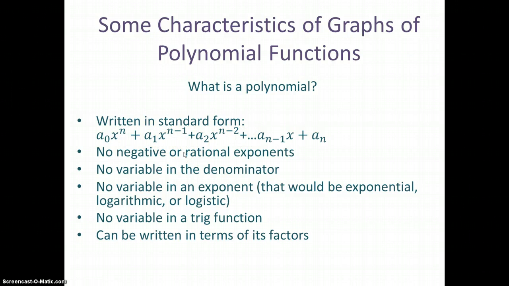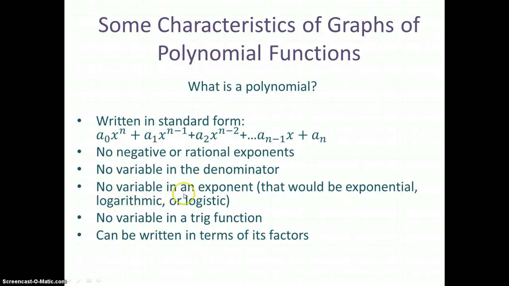Sometimes it's important to know what makes something a polynomial and what makes something not a polynomial. You can identify a polynomial by making sure that it has no negative or rational exponents for your variable. If you have x to the negative 5, that is not a polynomial. If you have x to the 1/4, x to the 2/3, or a root like the square root of x, that's not going to be a polynomial. You also want to make sure there's no variable in the denominator, like 1 over x minus 1. That's actually called a rational function, so that's not a polynomial.